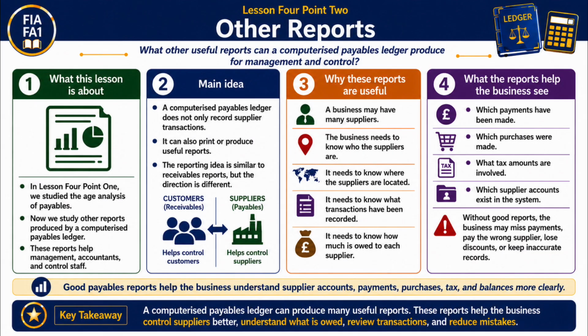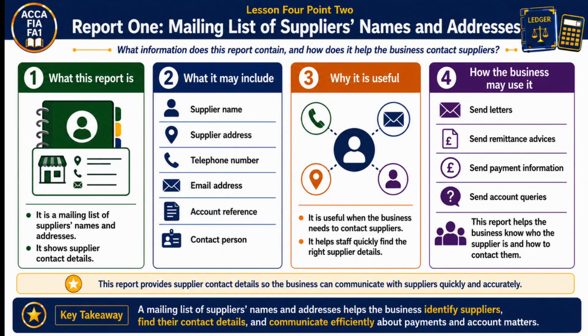Why other payables reports are useful? Other payables reports are useful because a business may have many suppliers. The business needs to know who the suppliers are, where the suppliers are located, what transactions have been recorded, how much is owed to each supplier, which payments have been made, which purchases were made, what tax amounts are involved, which supplier accounts exist in the system. Without good reports, supplier control becomes difficult. The business may miss payments, pay the wrong supplier, lose discounts, or keep inaccurate records.